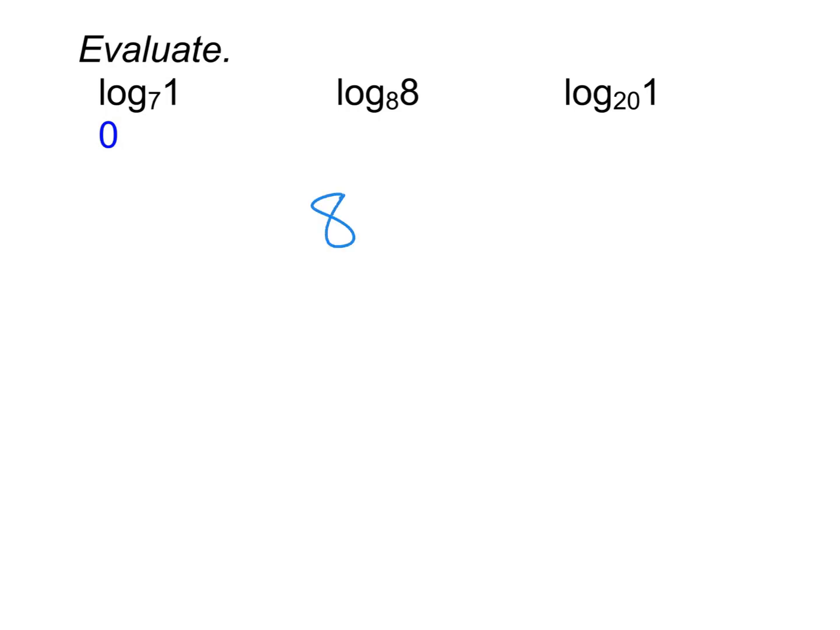All right, next up, log base 8 of 8. So it's saying 8 to the power of what equals 8? How many 8s does it take to make an 8? 1. Yep, so that answer is just 1. So if the base and our number there are the same number, it's got to be a 1. Because anything to the power of 1 is itself. All right, now having done those, you hopefully can do this last one on your own. 20 to the power of what would equal 1? 0. Because anything to the power of 0 is 1.